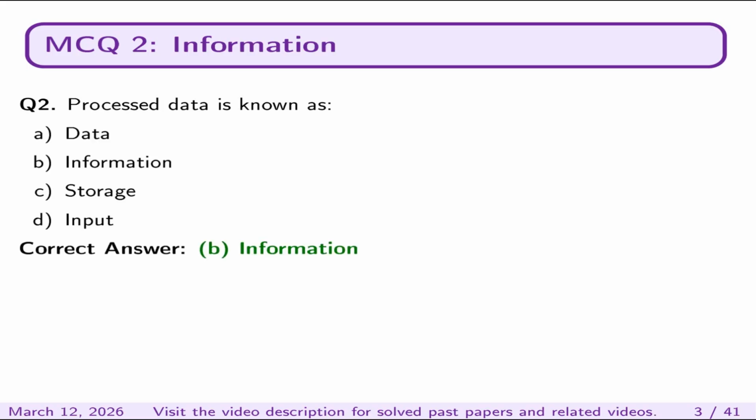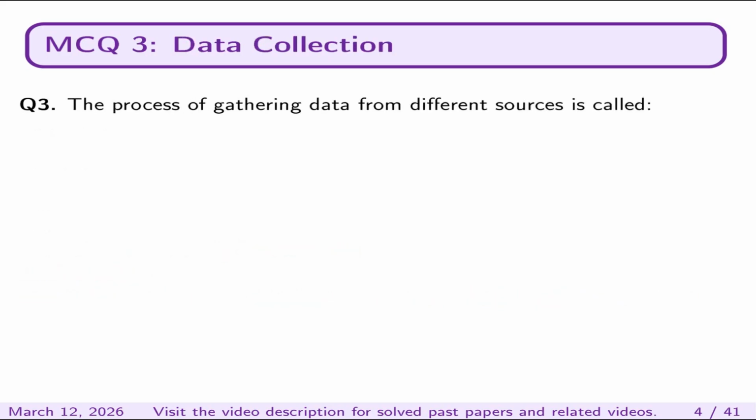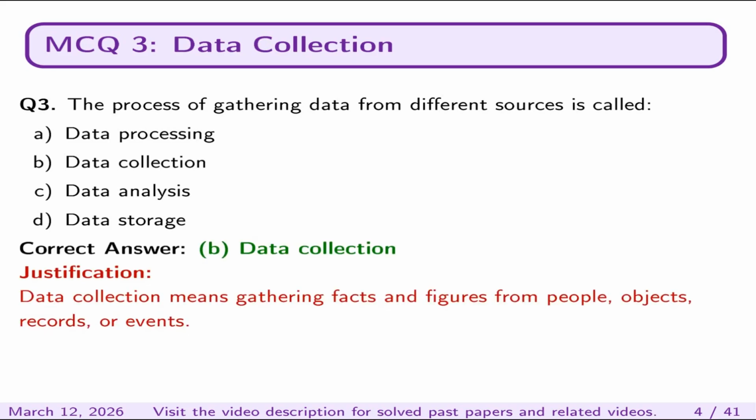Processed data is known as data, information, storage, input. The correct option is information because information is data that has been processed and organized in a meaningful way. The process of gathering data from different sources is called data processing, data collection, data analysis, or data storage. The correct option is data collection, because data collection means gathering facts and figures from people, objects, records, or events.